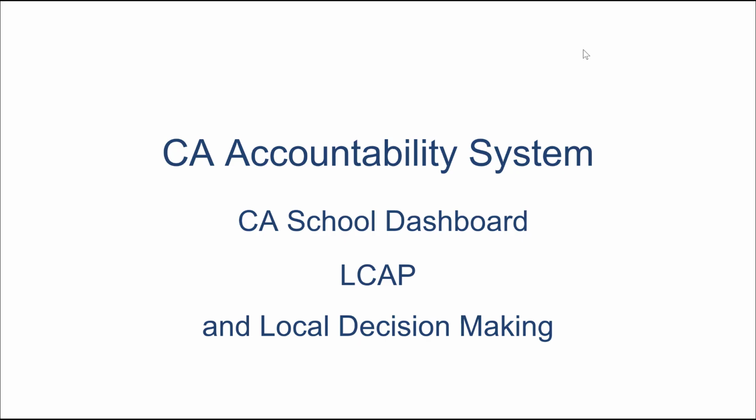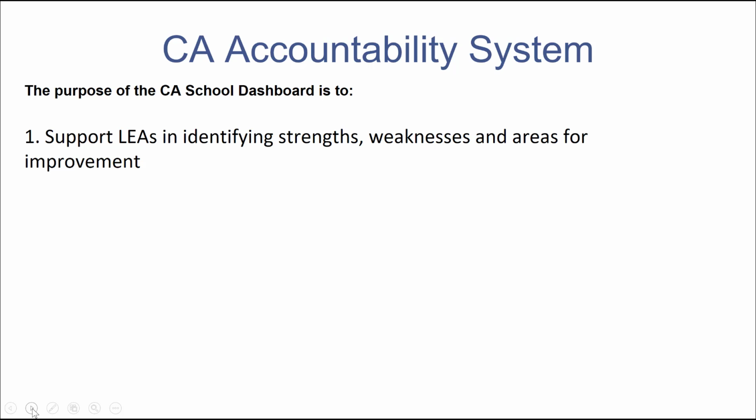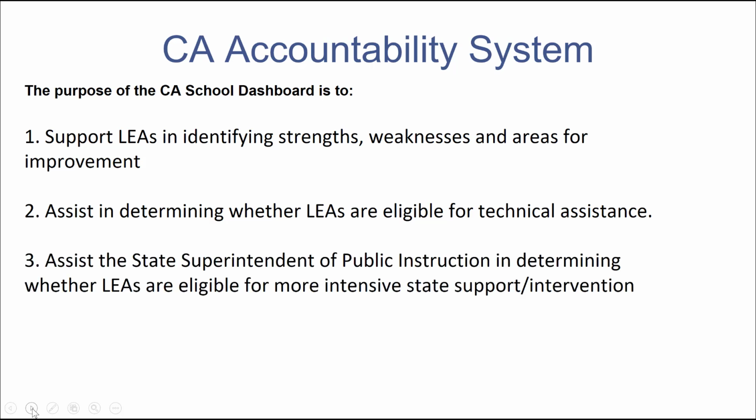This presentation is going to relate how the dashboards and the LCAP relate to local decision making for the California Accountability System. The dashboards have three purposes. It's to identify areas of strengths, weakness, and areas for improvement. Also determines eligibility for technical assistance. That means an outside group is going to help you improve. And number three, if you don't have significant improvement with the outside group, then the state will come in and do some more intensive work with your team.